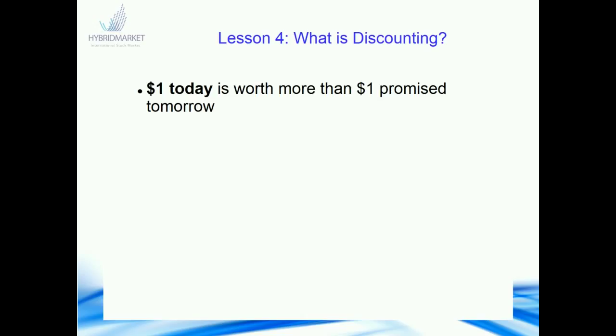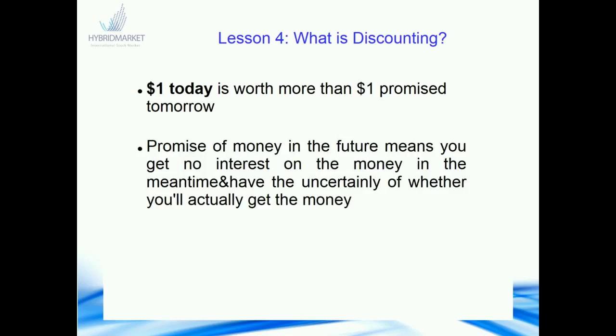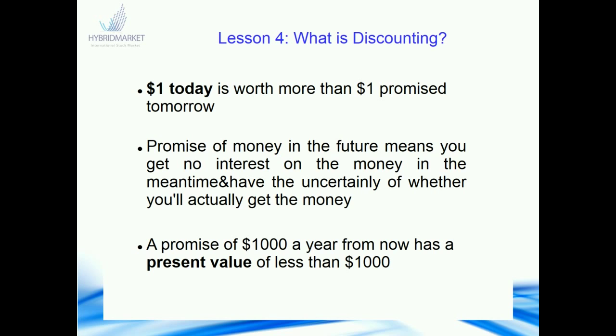If I offered you $1,000 now versus $1,000 a year from now, obviously you would prefer to get it now and value getting $1,000 now more. Being promised $1,000 in a year's time means not earning interest on the money and also means you're taking on the uncertainty of whether or not you'll actually get the money. The promise of $1,000 a year from now is worth less than $1,000 today. It has a present value of less than $1,000.